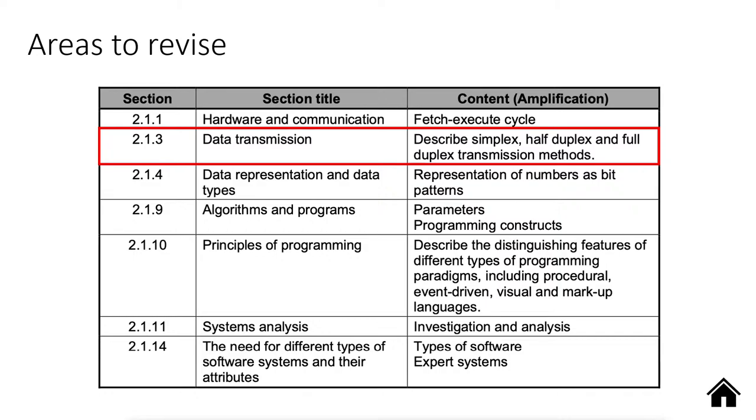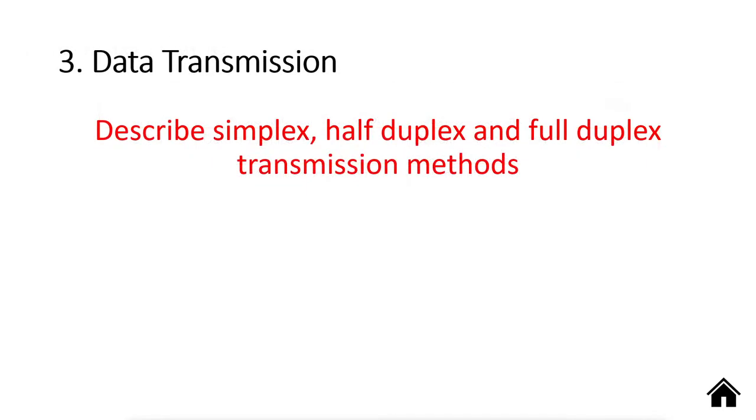A topic that students tend to score very highly in is data transmission, focused specifically on simplex, half duplex, and full duplex transmission methods. So, three types of transmission methods that we use to transmit data over a transmission medium. When I say a transmission medium, I'm talking about wires. It could be optical cables, things like that. And it can even be wireless.